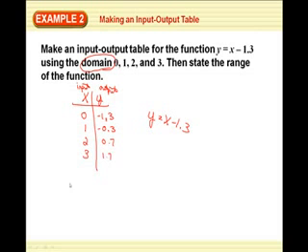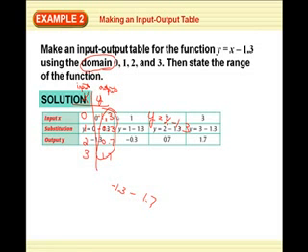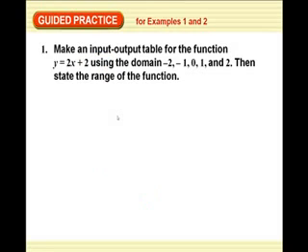It says then state the range of the function. So the function ranges from negative 1.3 up to 1.7. Okay, or actually they want you to name all of them. These right here are the range. In their table, they just have them going the other way.